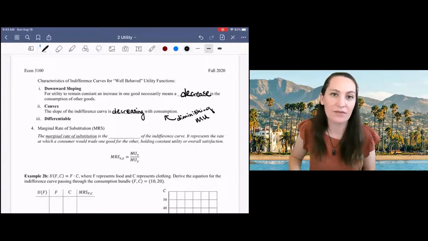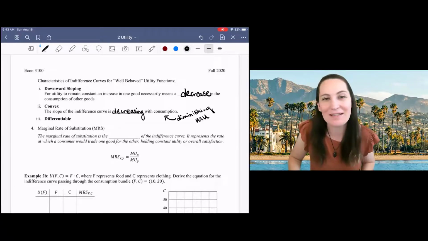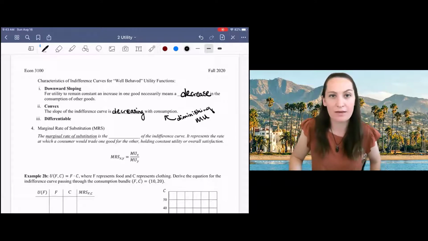And the indifference curve should be differentiable, right? We've seen these nice curves. We are going to look at some indifference curves that are not differentiable. We'll see what happens when we get there.